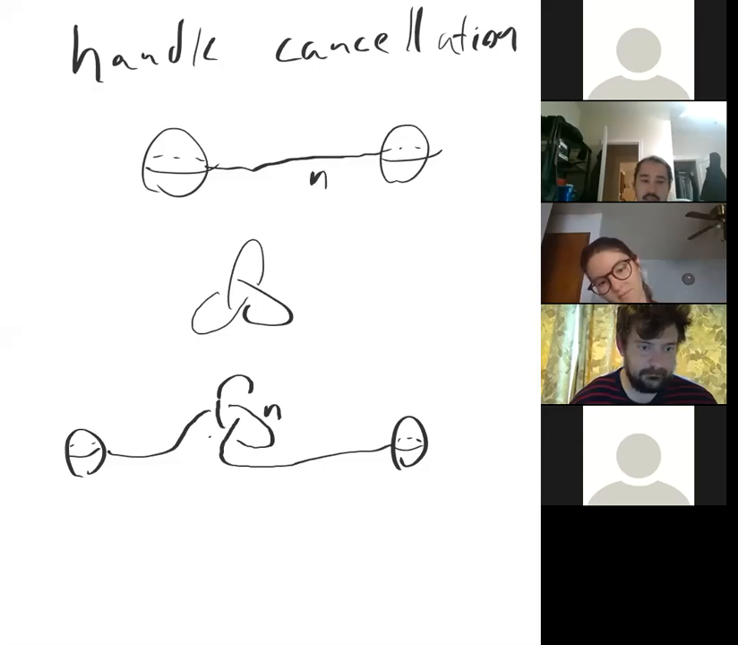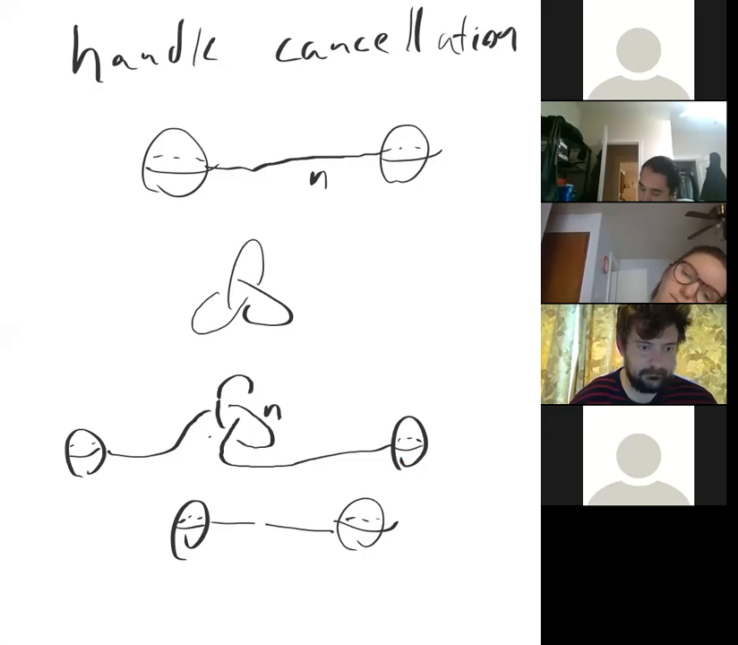Yeah, and so we can actually take this picture, and if we drag this sphere along the knot, then it'll just look like this, like the picture we had on top, and then we can cancel. And canceling here just looks like deleting the spheres and the knot. But these cancel just fine.